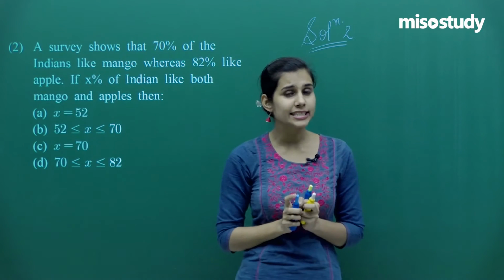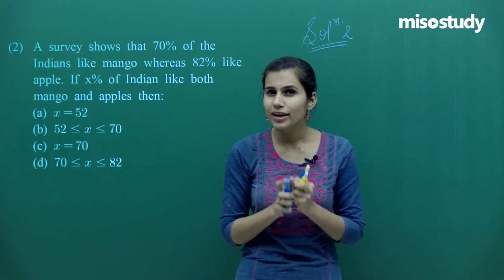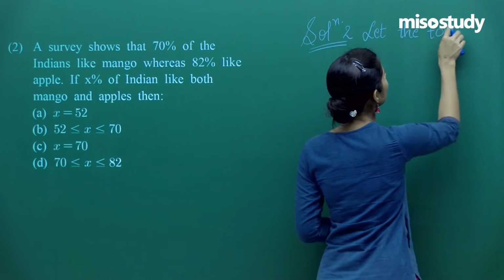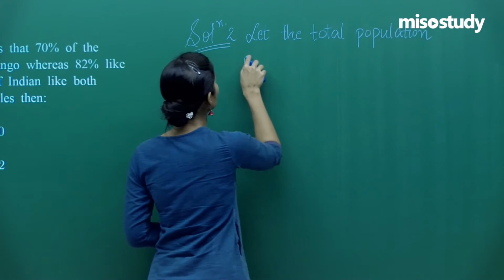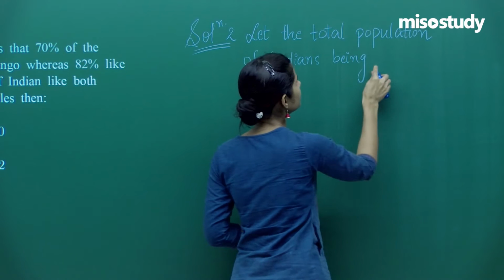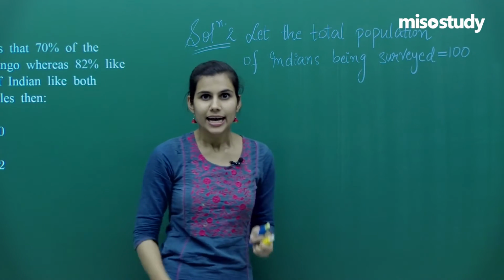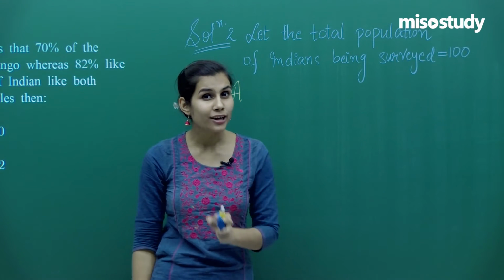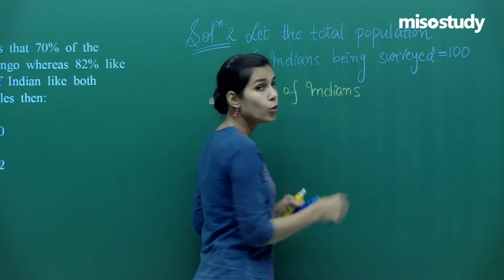I don't know how many total Indians we have, but because percentage is being concerned, it is obviously upon 100, and therefore let us assume the total population of Indians being surveyed is equal to 100. Now, if I try and make my set A to be the set of all those Indians who like mango. A is the set of all those Indians who like mango.